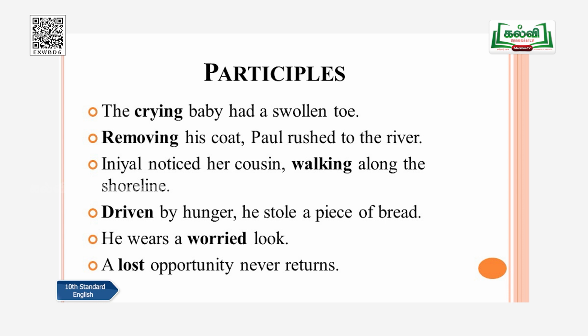What kind of a look? Worried look. So it is again acting as an adjective. So this is a participle. What kind? Past participle. And the last one, lost opportunity. So opportunity, that is lost. So again it is modifying the noun. So this is again a participle, past participle. Okay, do you understand this, children?